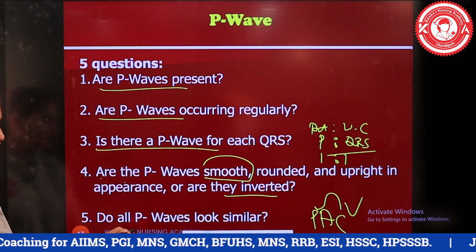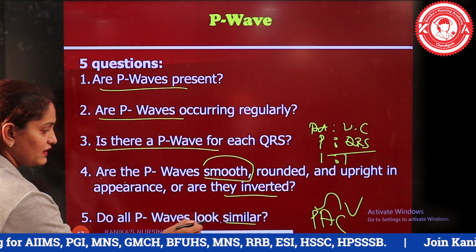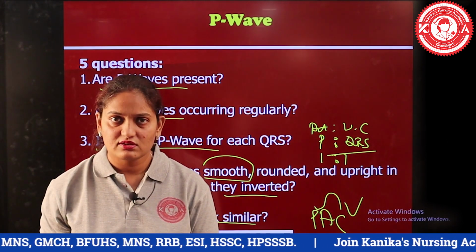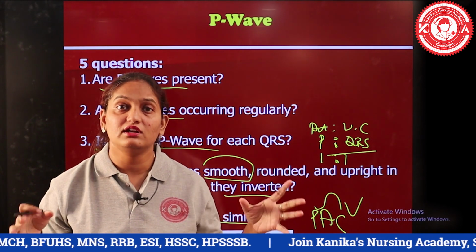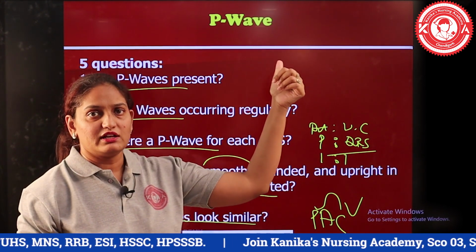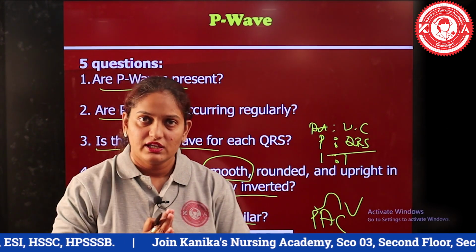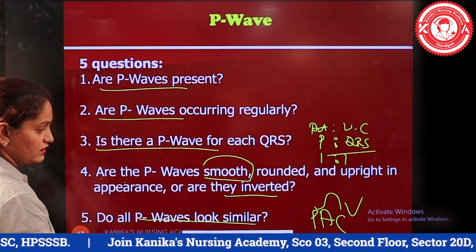And the fifth question is, definitely all the P waves should be looking similar across the ECG strip. Only then will the ECG, in terms of P wave, that is occurrence of the atrial contraction, be counted as a normal ECG. So this was the third question.